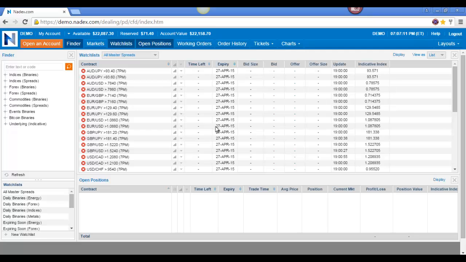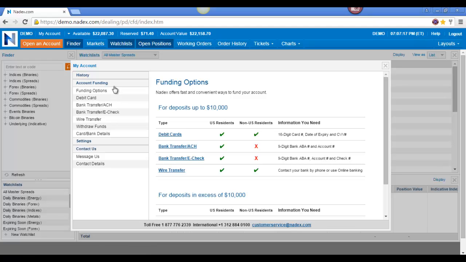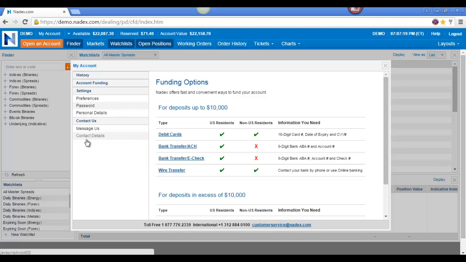Okay. Like I said, once you get that, you'll be able to go over here to My Account, and you can go in here to Settings and Password. And right there, you can change the password from whatever the temporary one was that they gave you in the email, and you can go ahead and select your own.